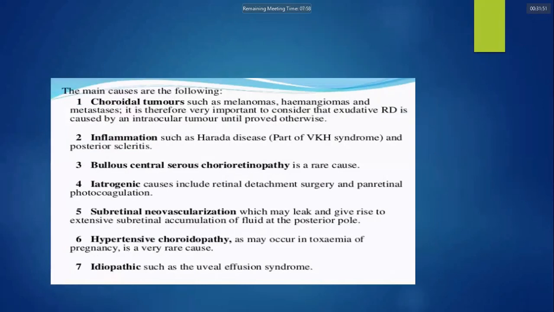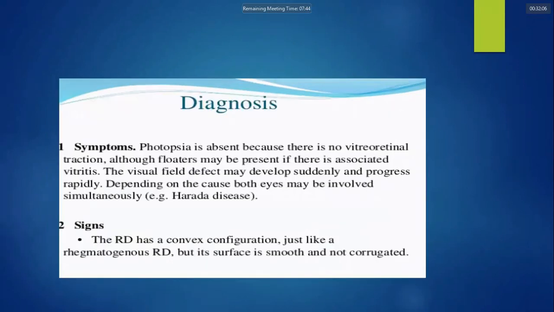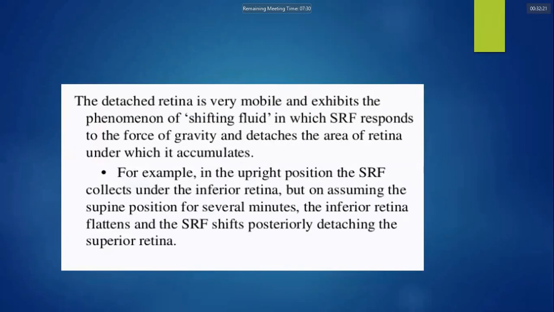So different causes are choroidal tumors, inflammation, Harada disease, bullous central serous retinopathy, iatrogenic cause following the surgery, even the RD surgery itself, hypotensive coagulopathy, or even effusion syndrome. So diagnosis we will always do with the symptoms given by the patients and the signs which we will see in the retina, because the surface is smooth and non-corrugated and the detached retina is very mobile and exhibits a phenomenon of shifting fluid over here.